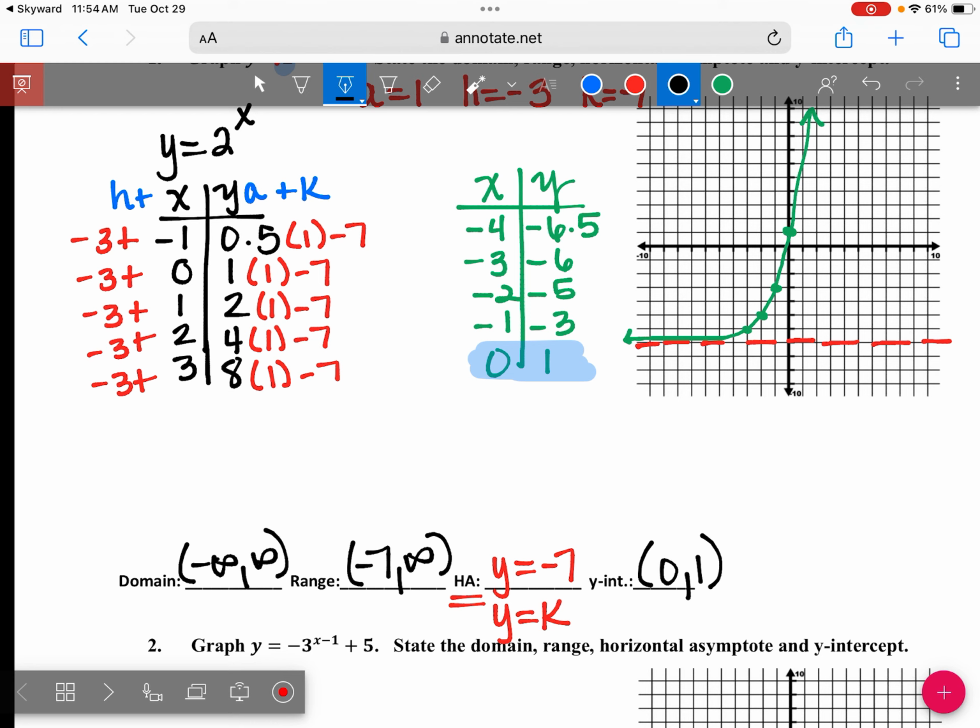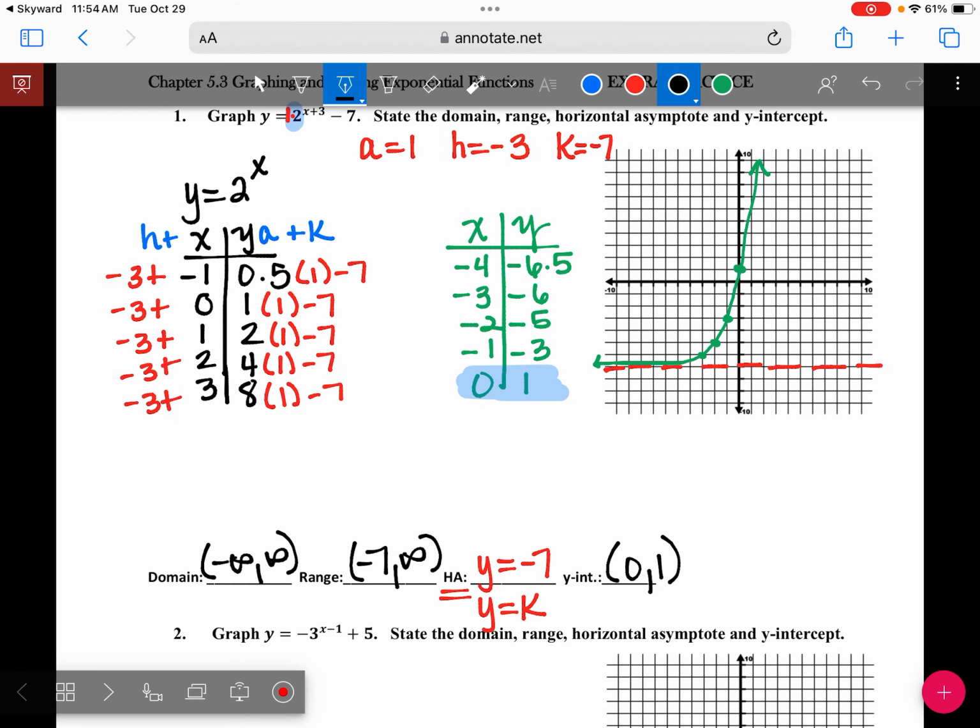Now, the thing is, in your book, your homework, I think the first one is written backwards. It says 1 plus 2 to the power of x or something like that. So sometimes the k value is written first instead of in the back. So don't let that confuse you for tomorrow's homework. Any questions about that first one?